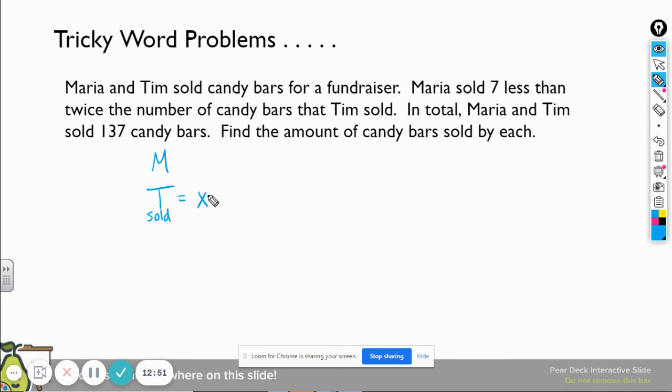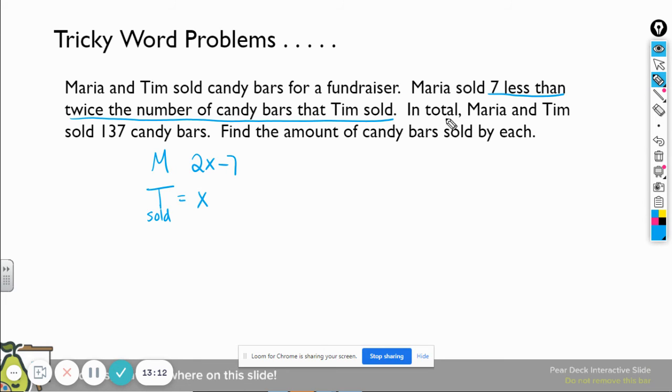Now, I don't know how many Maria sold either, but I do know that she sold 2 times the amount Tim did minus 7, right? Because that's what this statement says. 7 less than twice the number of candy bars that Tim sold. What did Tim sell? He sold X.